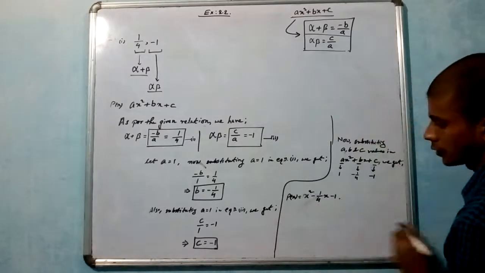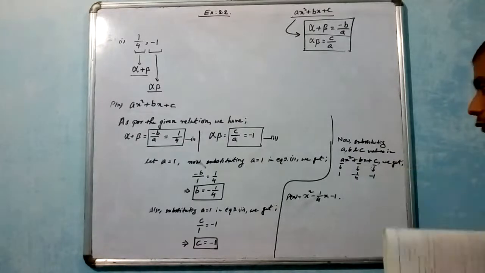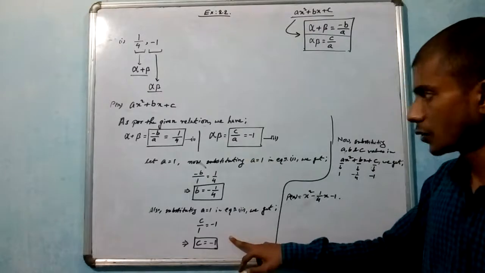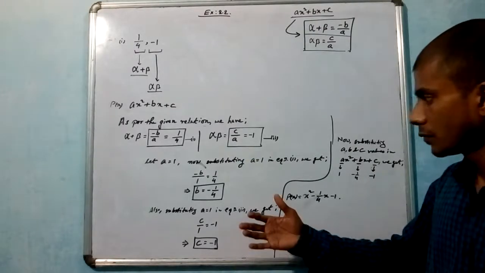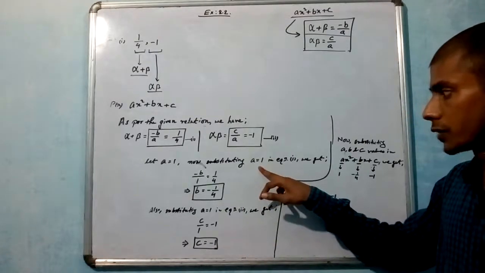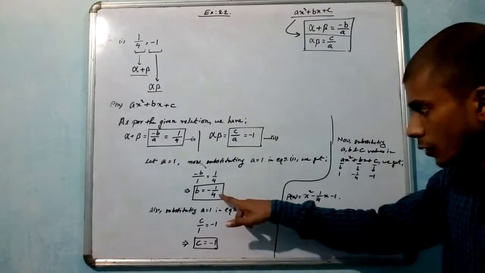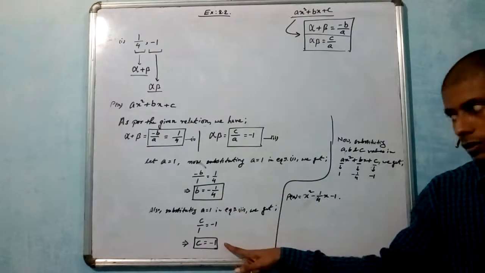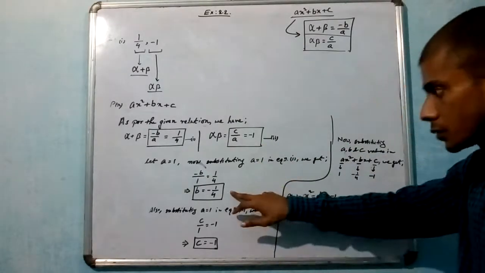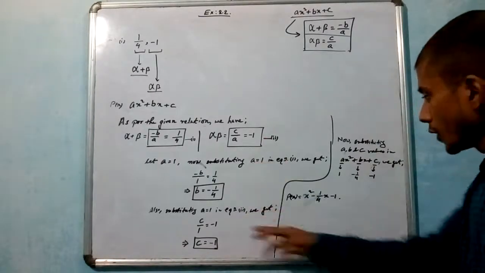We got the required polynomial. Now understand one more thing: these a, b and c values have come by assumption, by assuming one of the values. Here I assumed a as 1, so I got b as minus 1 by 4, c as minus 1. If I had assumed a as something else, then of course b and c would have come something else. So accordingly we have to substitute here.